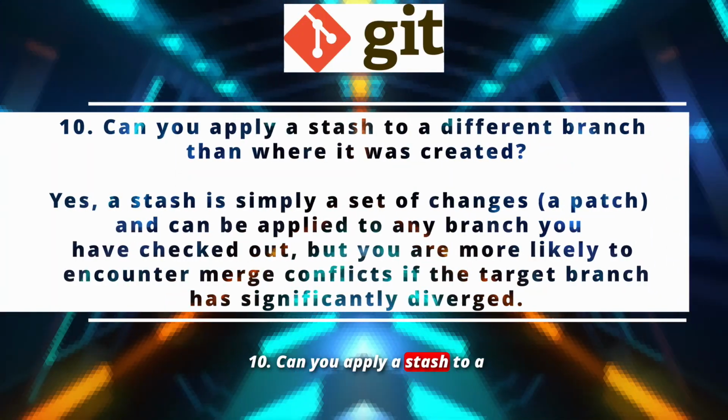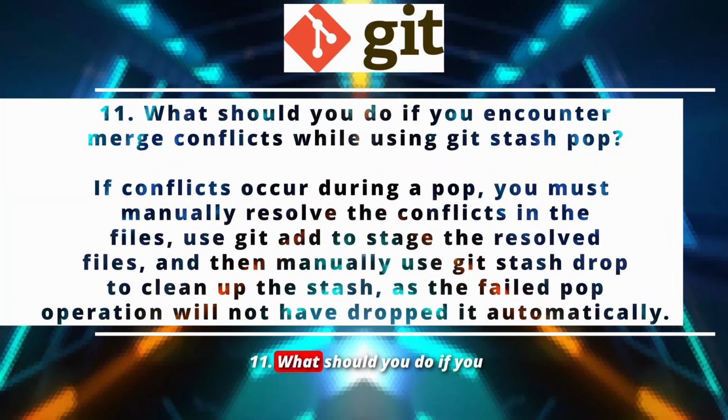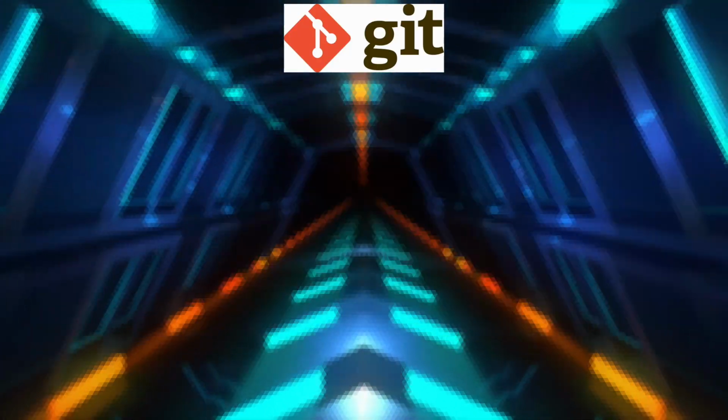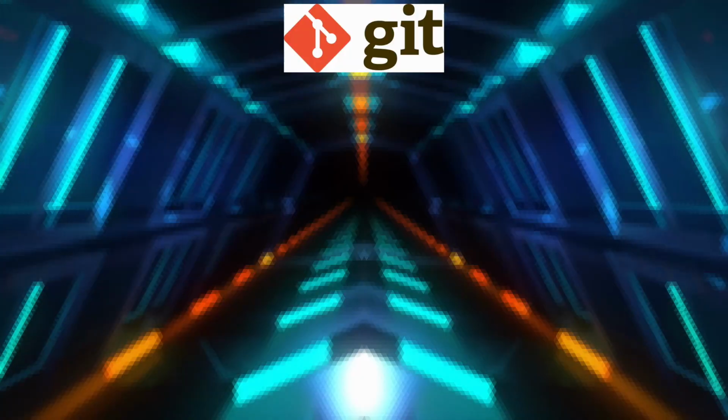10. Can you apply a stash to a different branch than where it was created? 11. What should you do if you encounter merge conflicts while using Git stash pop? 12. How can you see the full patch content of your stash changes?